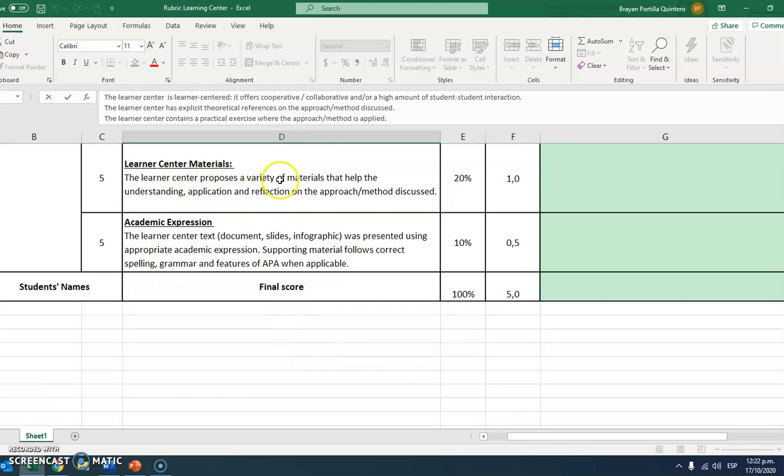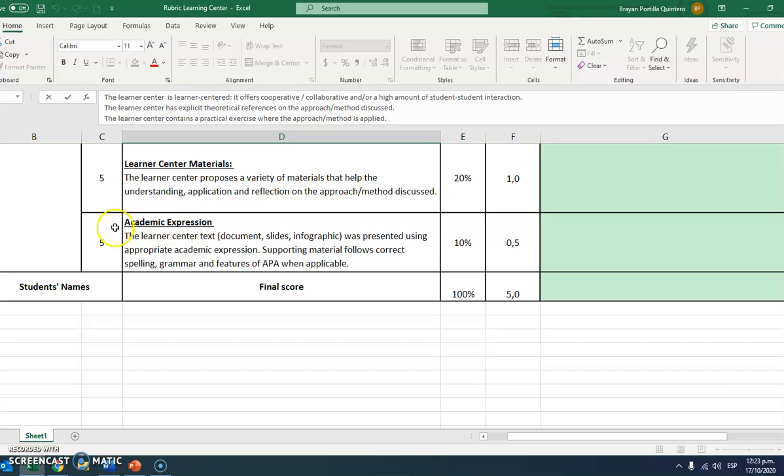The materials: you can incorporate different materials and resources. You can include websites, and of course the references are counted as materials. You can include images, videos, crosswords. It's all up to your creativity, but the idea is that these materials serve the purpose of helping the students understand, apply, and reflect. When I say students, I mean the teachers that are taking the Learning Center.